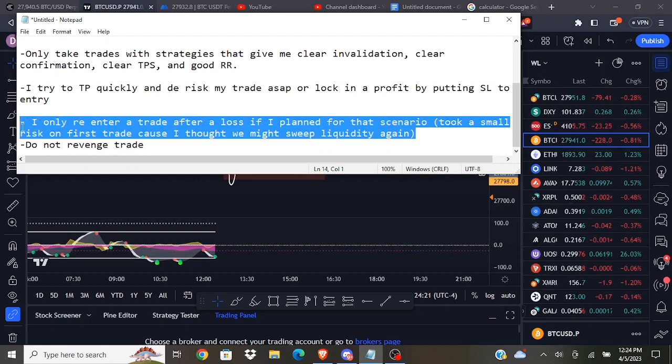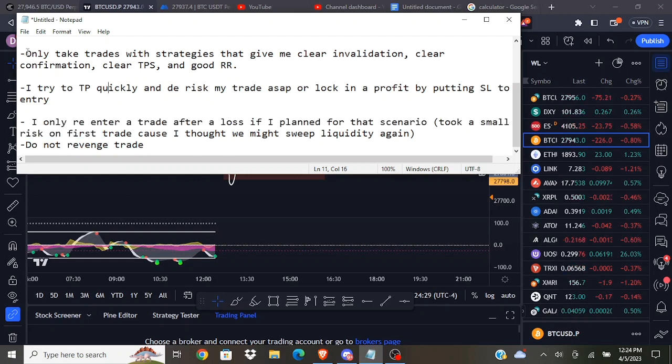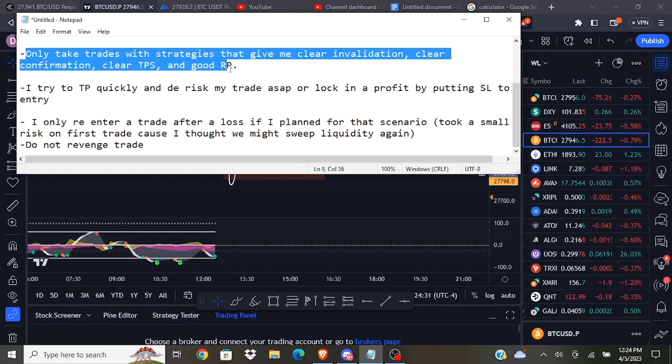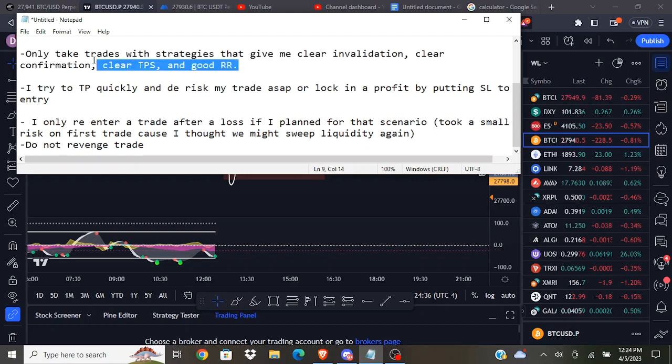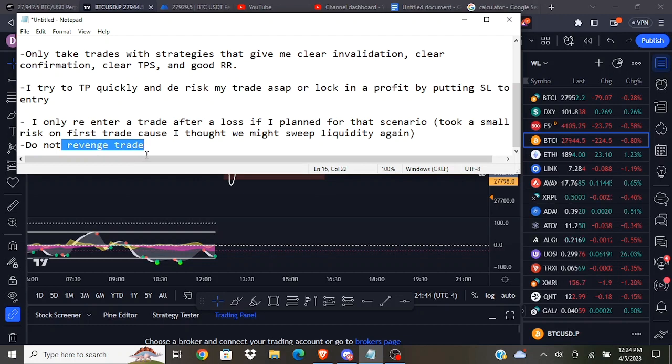If I'm going to take a trade after I take a loss, it's going to be because I think that is a good trade setup and because the criteria for a strategy that I have were met. If my criteria is not met and I'm taking a trade after I took a loss, then I am revenge trading. I'm trying to get that loss back, and in my experience, that only leads to more losses.